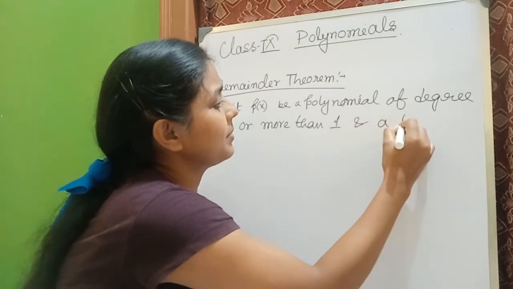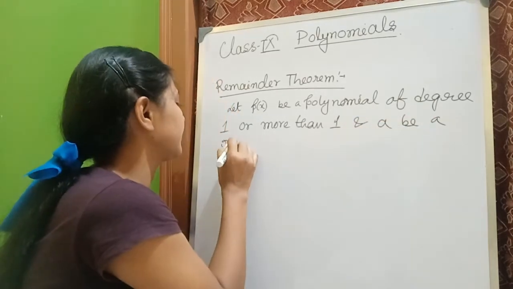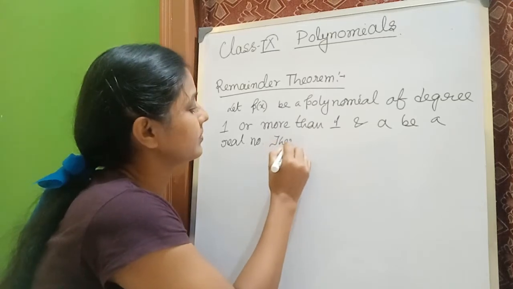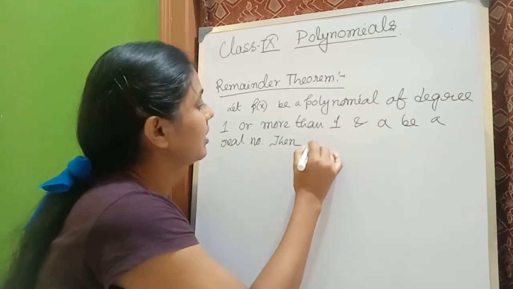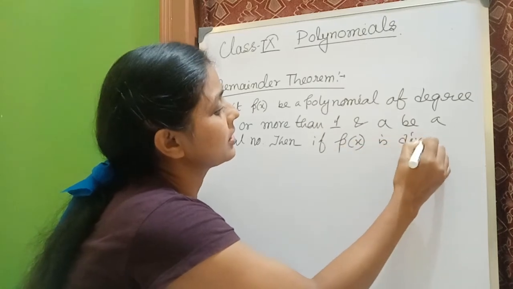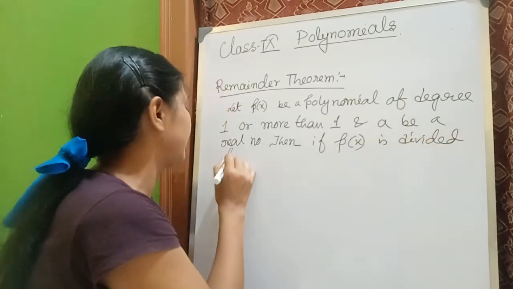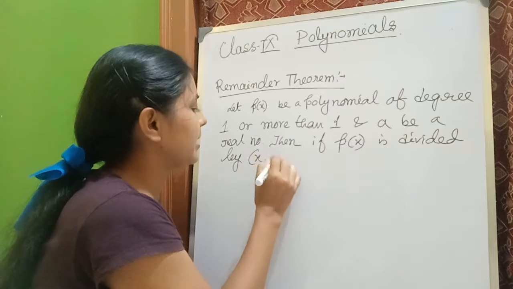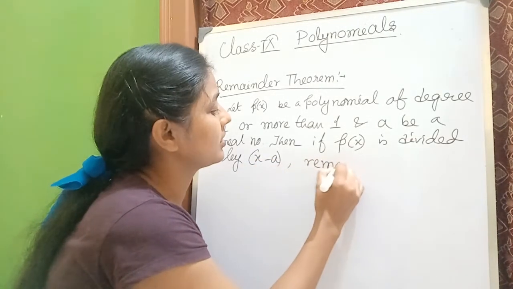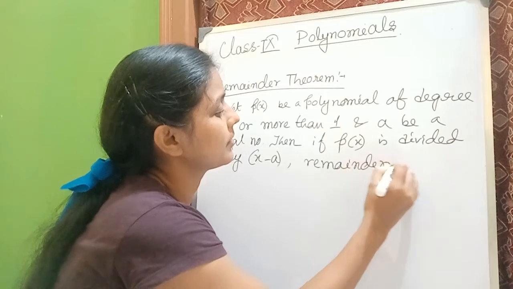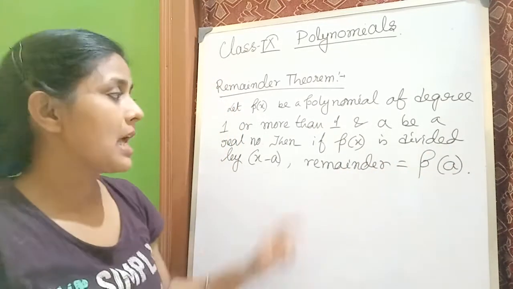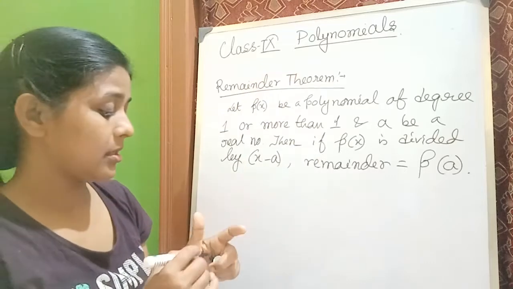Let p of x be a polynomial and a be a real number. Then if p of x is divided by x minus a, the remainder will be p of a. And this is the remainder theorem's statement.